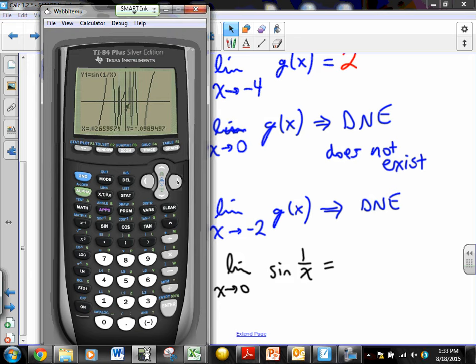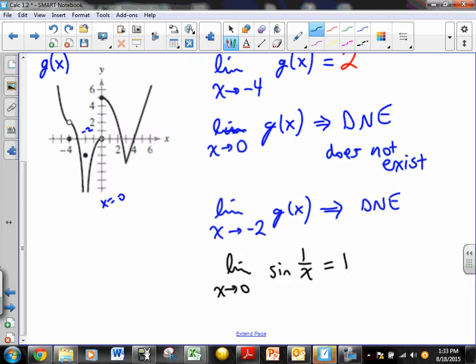Same thing happens on the right side. You watch the y value as you increase and decrease, and you can try this on your own. It's going up, down, all over the place. It oscillates. This does not exist because it oscillates. It's all over. Okay. So that's where limits fail to exist.